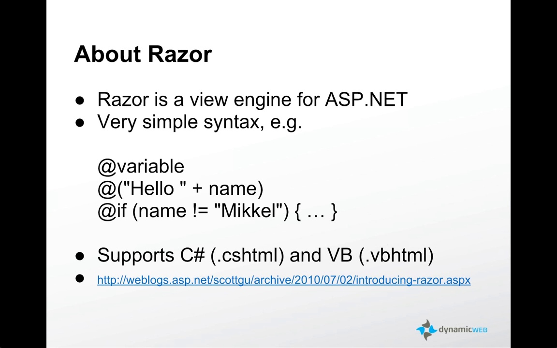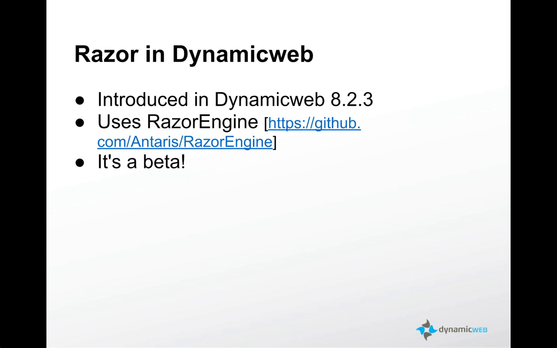About Razor. Razor is a view engine for ASP.NET, and you have probably worked with other view engines or template engines, for instance, the one in Dynamicweb. But Razor has a very simple syntax, as you can see in this slide, where you just put in an @ sign and then a variable, or you can have an expression and you can use if statements and stuff like that. And Razor supports both C# and Visual Basic, depending on the file name extension. And you can read more about Razor in general and see some really nice examples of how to use Razor on the blog post introducing Razor.